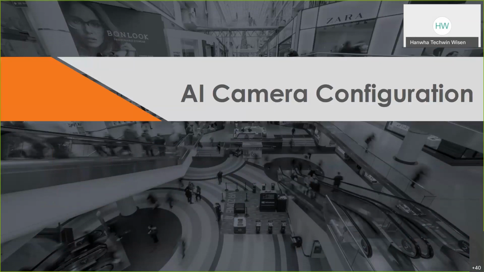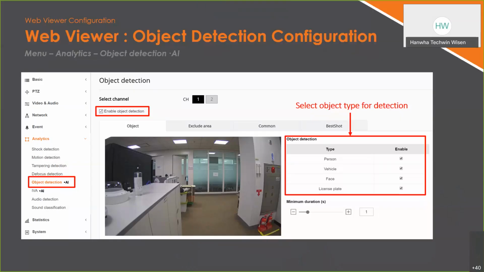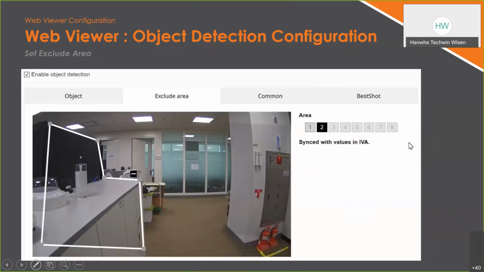So first of all, let's find out how to configure. It's not very difficult, it's very easy. Just go to the web viewer menu, go to the object detection, enable object detection, and check which object you want to detect. After that, you can go to the exclude area. You can set a maximum of 8 exclude areas.